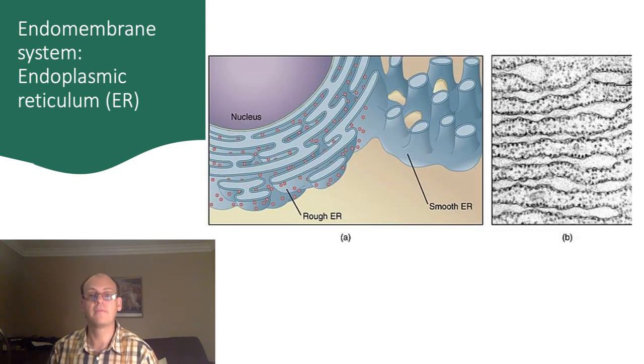The rough ER is rough because of the presence of many ribosomes. Remember that ribosomes are manufactured in the nucleolus and are transported to the endoplasmic reticulum to serve as sites of protein synthesis. Although we'll spend much more time learning about it later, let's briefly review how protein synthesis happens.